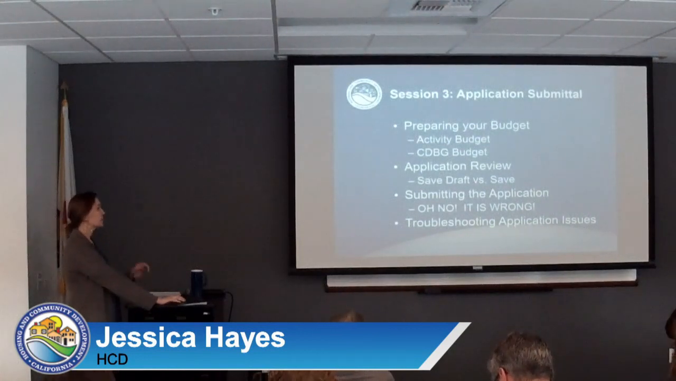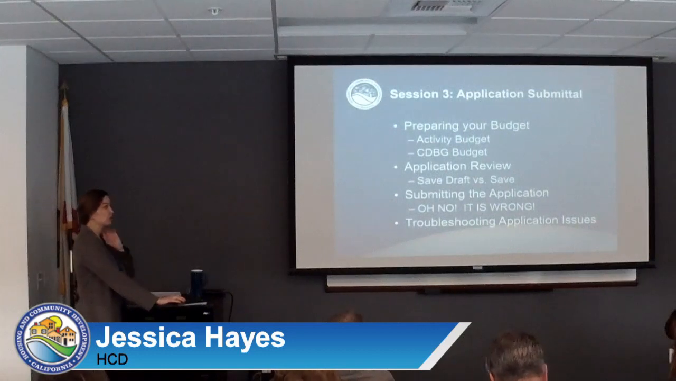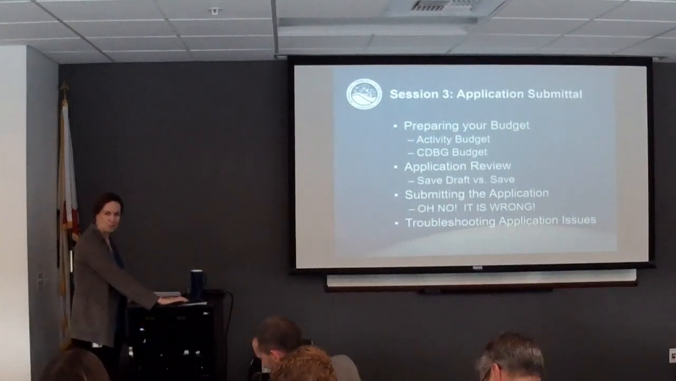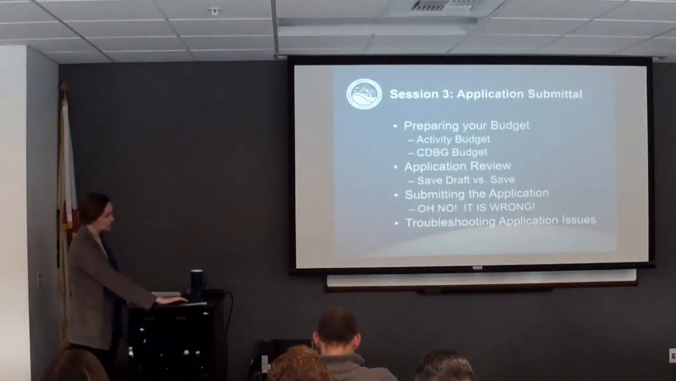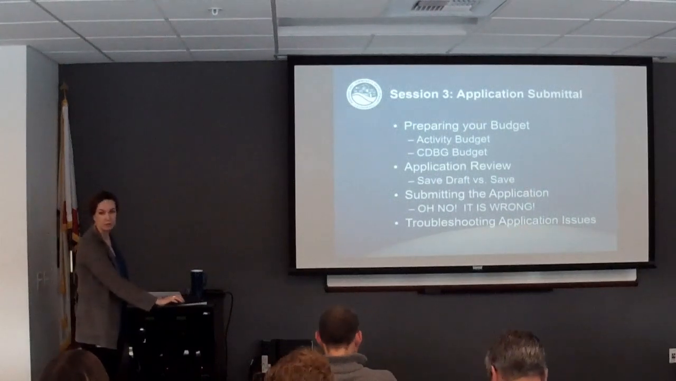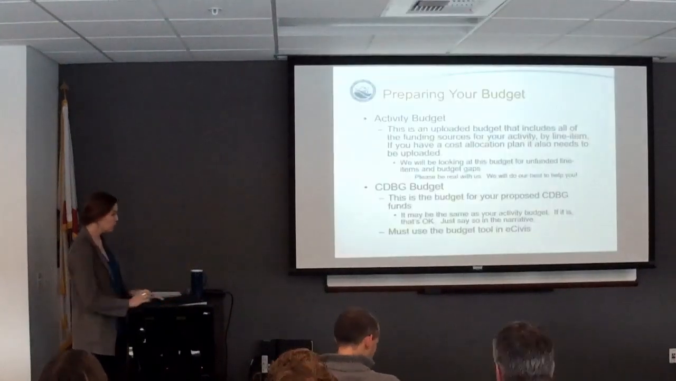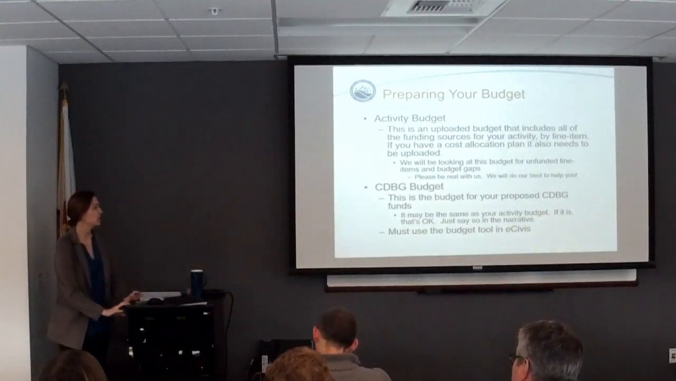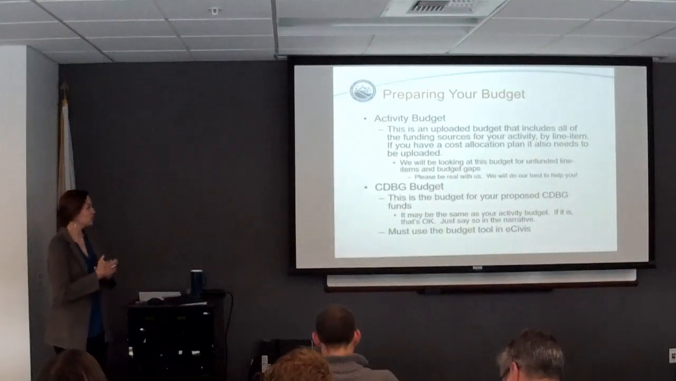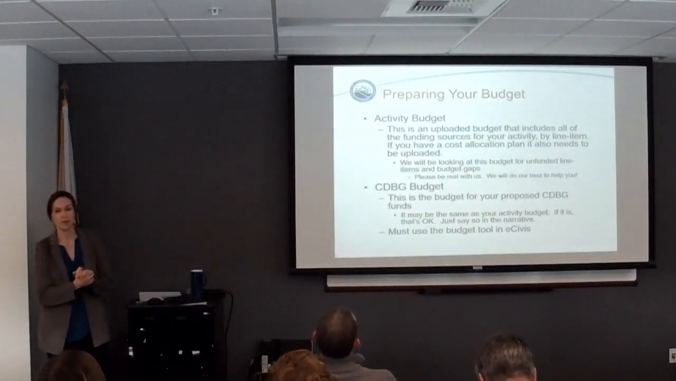Okay, session 3, application submittal. So we're going to talk about your budget, your application review, submitting your application. Oh no, it's wrong. And what happens if oh no, it's wrong? It's not all bad. And then troubleshooting and what we're going to do with that. So we'll try to get through this quick so folks can get off to lunch because I know it's been a long morning. Okay, so your activity budget, there's 2 parts to this.